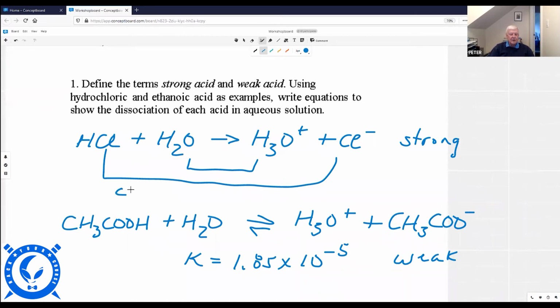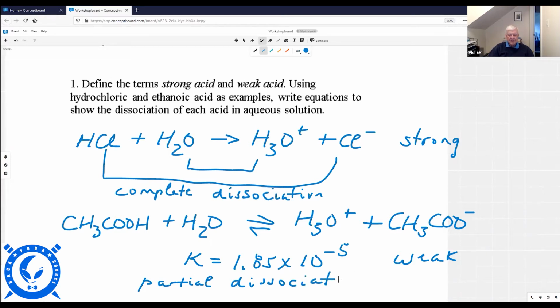So this therefore is complete dissociation. And for this one, it's partial dissociation. And that's how we can differentiate strong and weak. And as we saw on the multiple choice one, they will exhibit different behavior towards bases, magnesium, and in terms of conductivity.